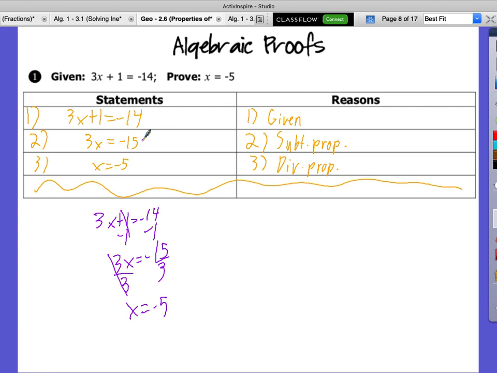Yes, Kevin? For step 4, instead of crossing over, could you write negative 5 equals x, like the symmetric property? If you wanted to, yeah, you could. We are just trying to prove that x is equal to negative 5, but if you wanted to, you could. That's a great question. Any other questions on this one?